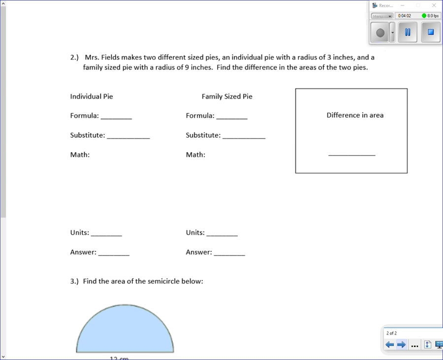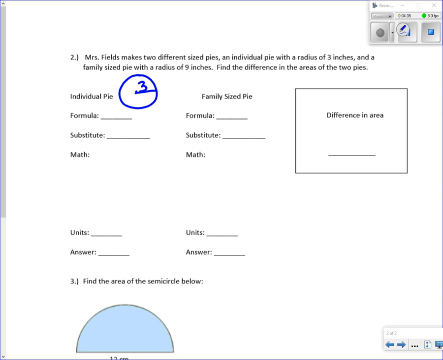Our next example: Mrs. Fields makes 2 different size pies, an individual pie with a radius of 3 inches and a family size pie with a radius of 9 inches. Find the difference in the areas of the 2 pies. So we have to find the 2 individual areas and then subtract them from each other. For the individual pie, I'm going to draw a picture. It's going to be small, and it has a radius of 3 inches.